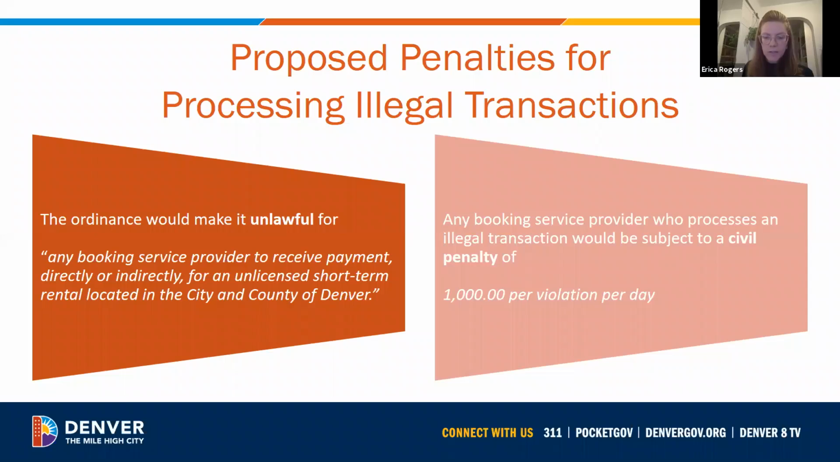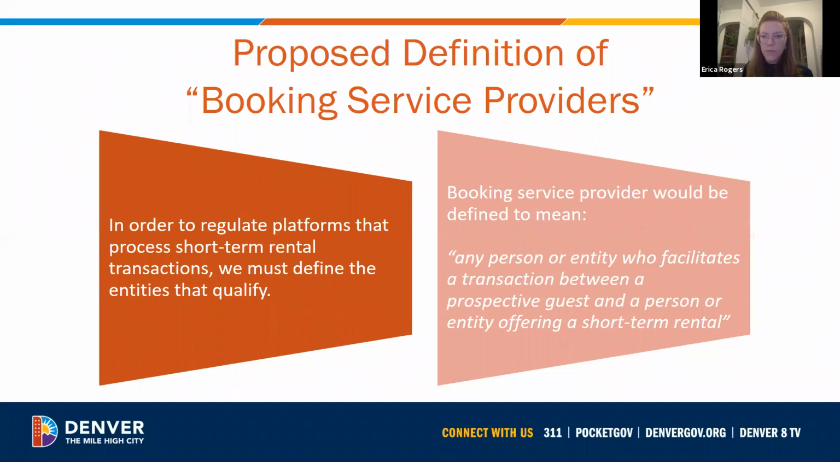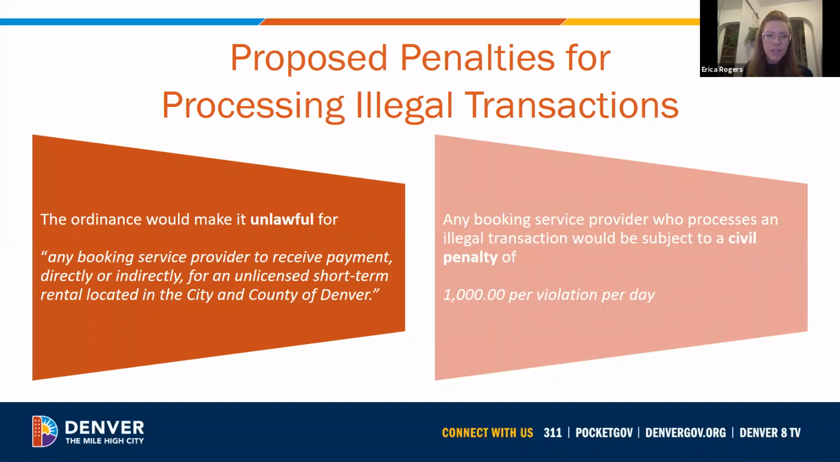Did anyone else have any questions about the definition? If not, we'll move on, like Reggie said, to the one unlawful act, which is making it unlawful for anyone who falls in the category of a booking service provider to receive that payment either directly or indirectly for an unlicensed short-term rental.